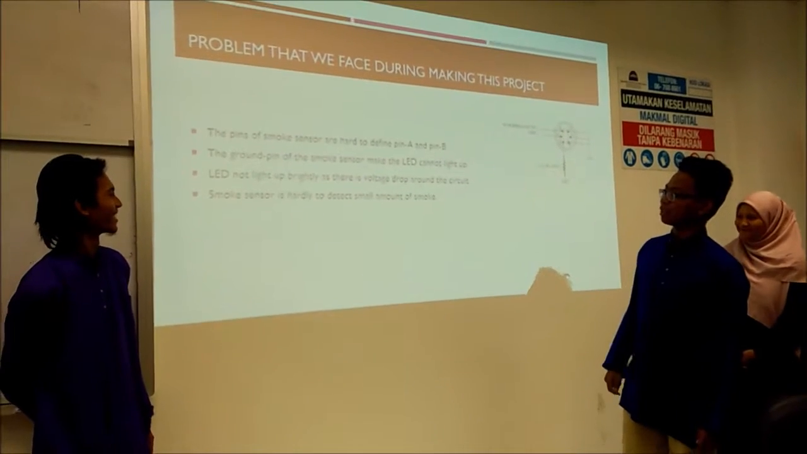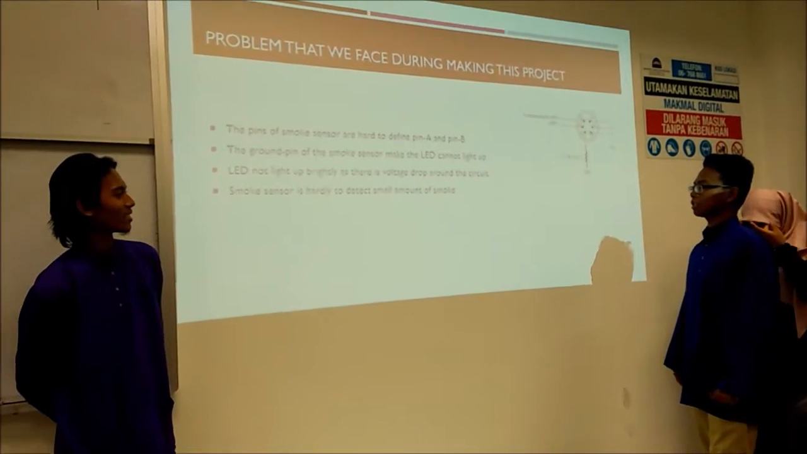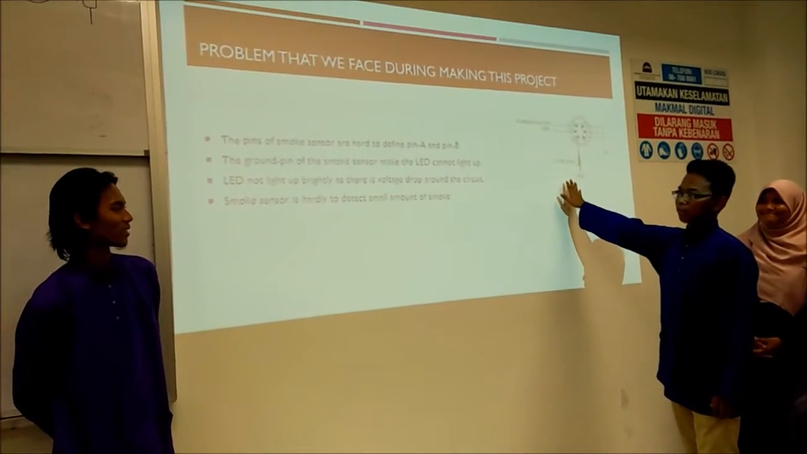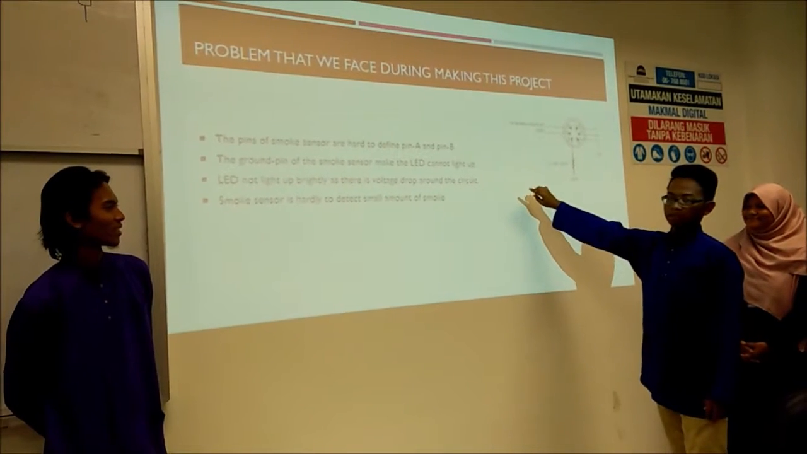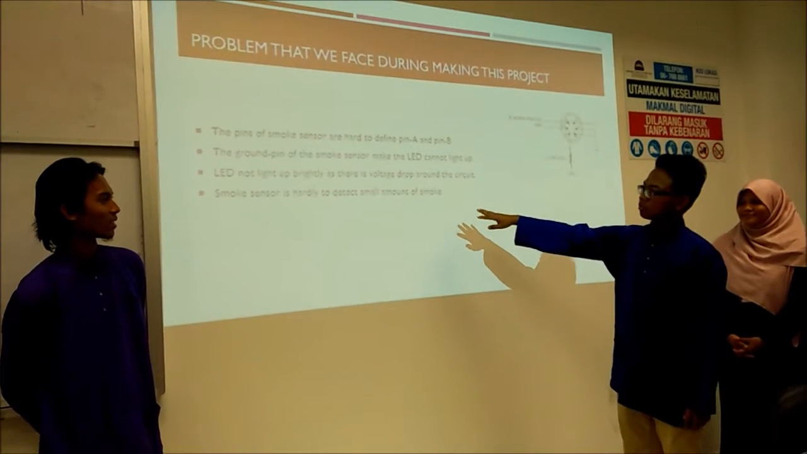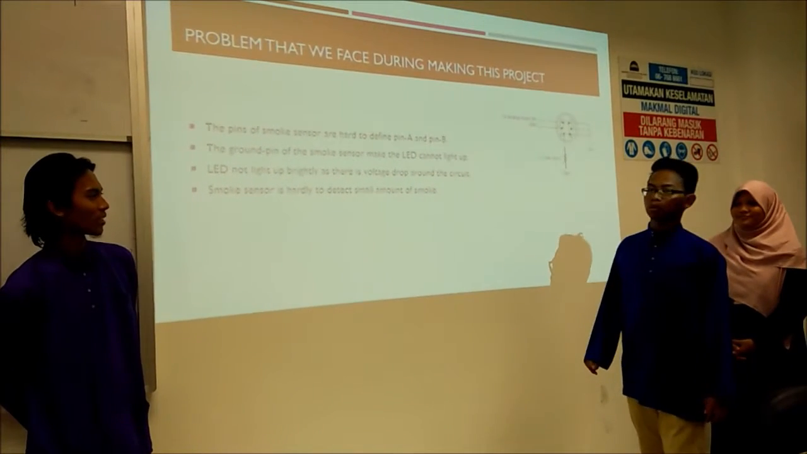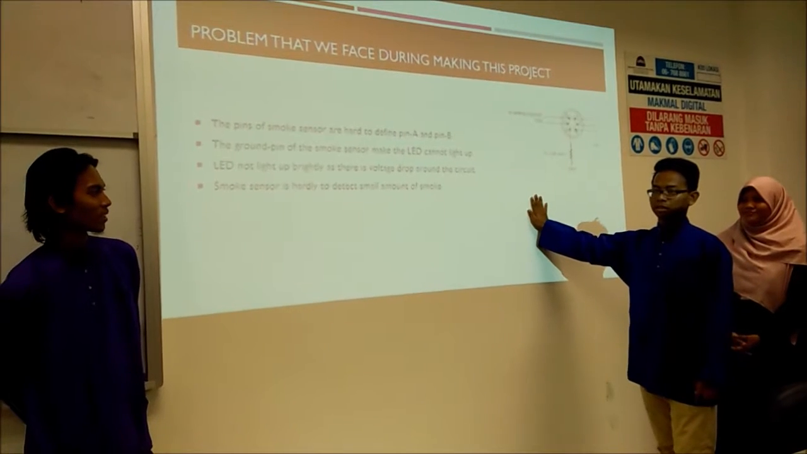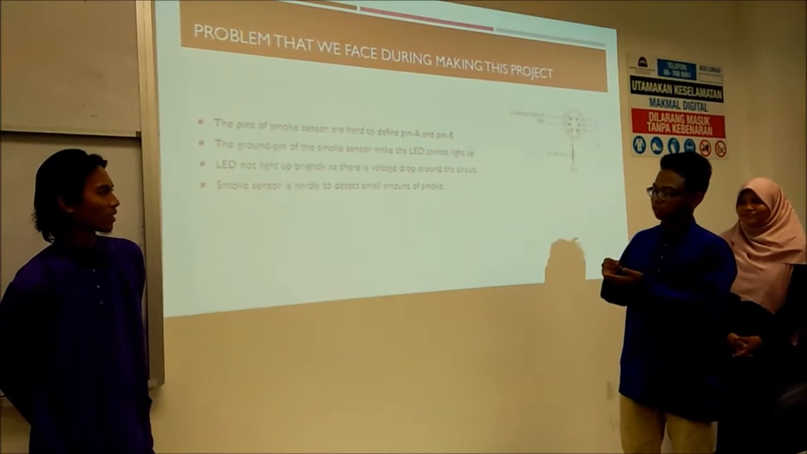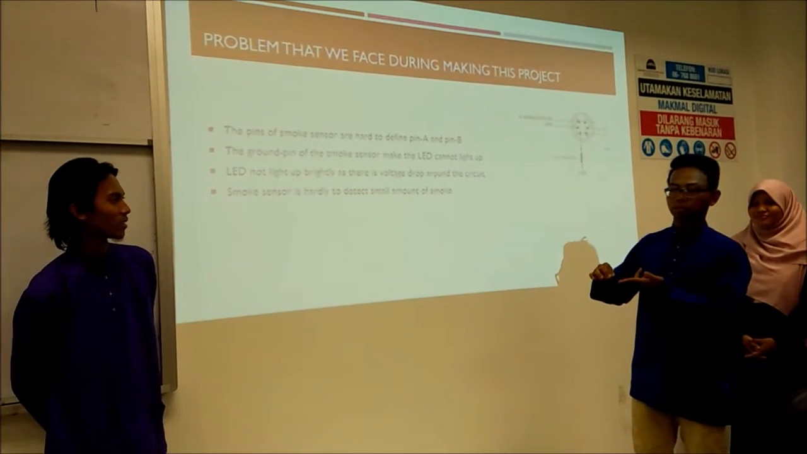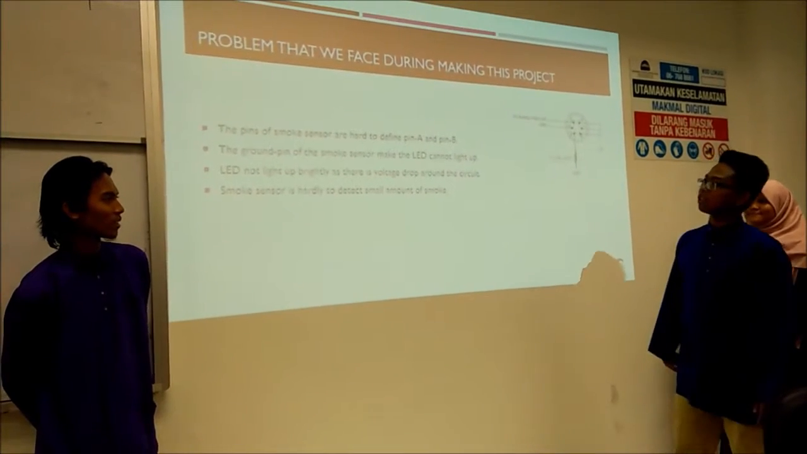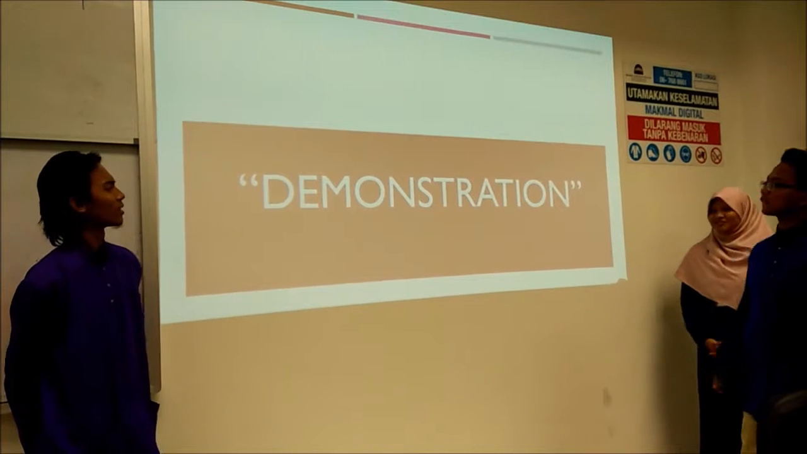Third, the LED does not light up brightly as there is a voltage drop around the circuit. This one we couldn't find the problem for, why the LED cannot light up brightly on direct current. Then the smoke sensor has difficulty detecting a small amount of smoke. This sensor can detect smoke in a large amount, not like when we burn a piece of paper, so it has difficulty sensing the smoke. Next, we proceed to the demonstration.